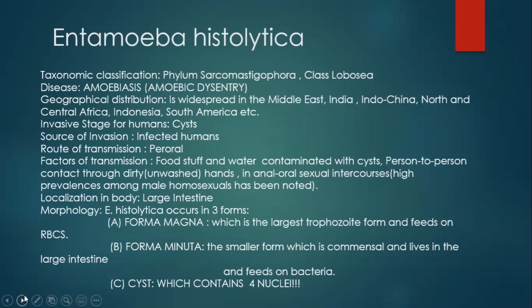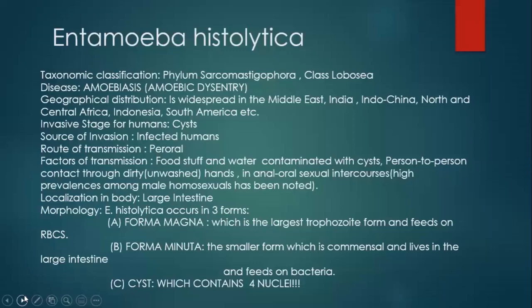The source of invasion is obviously infected human beings. The route of transmission is usually peroral, through the mouth. And of course, if it's through the mouth, the factors of transmission would be either contaminated water, contaminated foodstuff, even person-to-person contact. With dirty hands, if you don't wash your hands and you put something in your mouth, it can occur as well. This is an odd case, but it can also occur in anal-oral sexual intercourse, mostly with, as you can see on the screen, homosexuals.